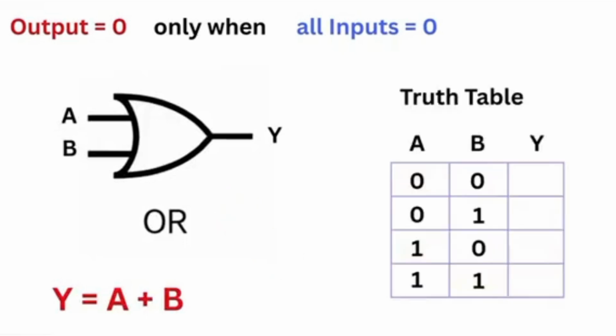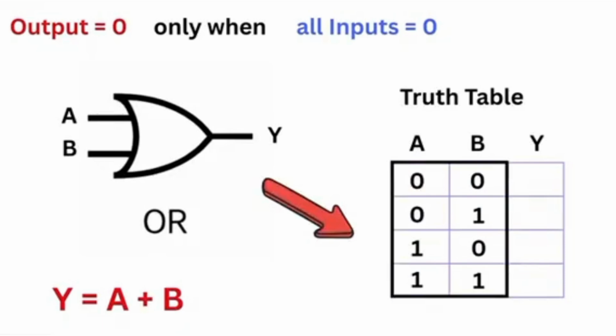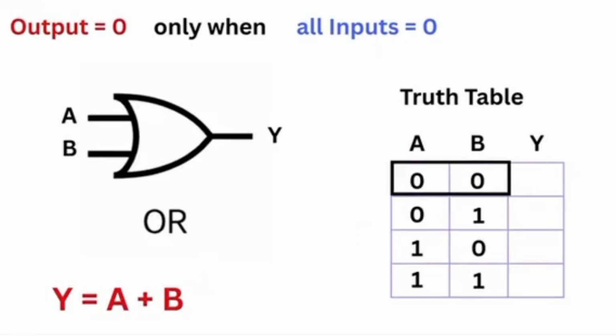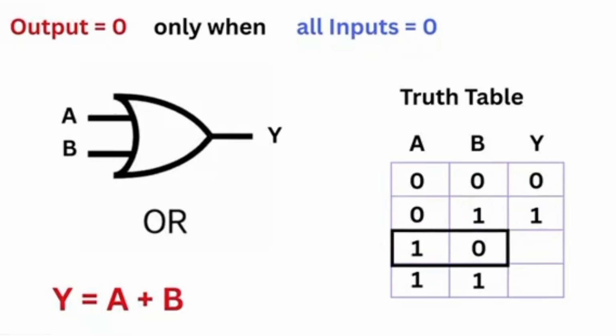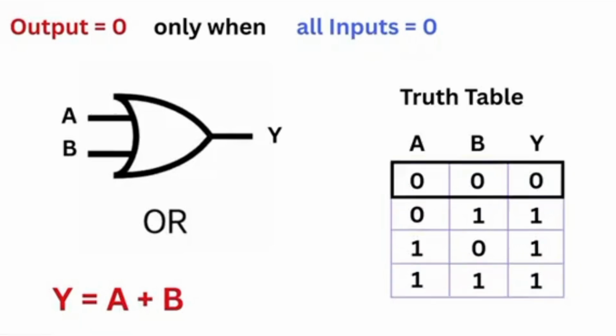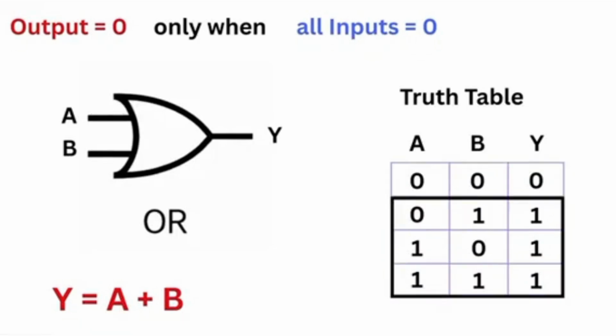Now let us write the truth table for 2-input OR gate. The 4 combinations are these. Remember the shortcut to make them: 0, 0, then 1, 1 for the first column, and 0, 1, 0, 1 for the second column. Now apply the rule. If both are 0, output is 0. In 0, 1, 1 is present, so output is 1. In 1, 0, again 1 is present, so the output is 1. In 1, 1, output is also 1, so only 0, 0 gives 0. All other cases give 1.